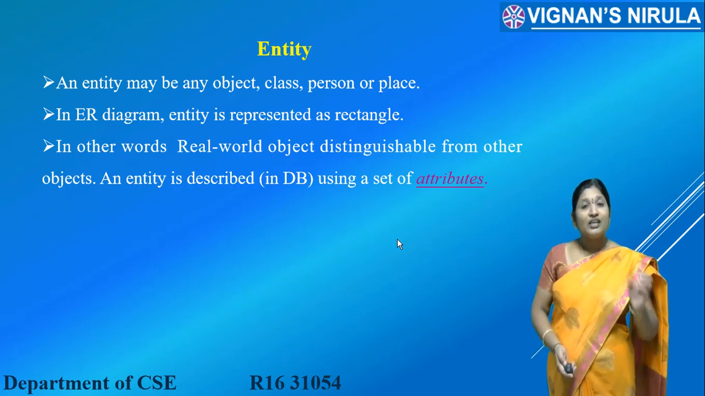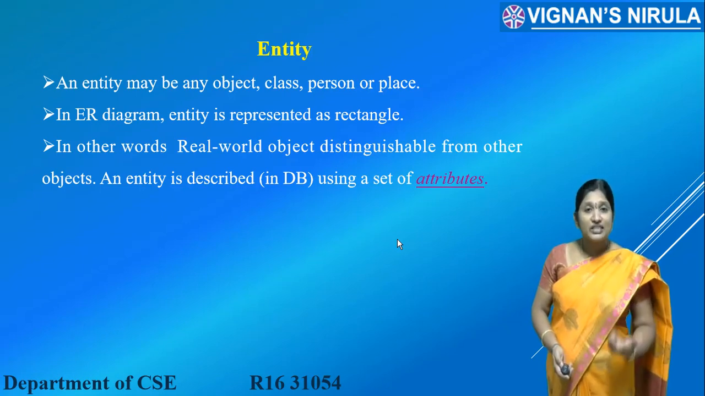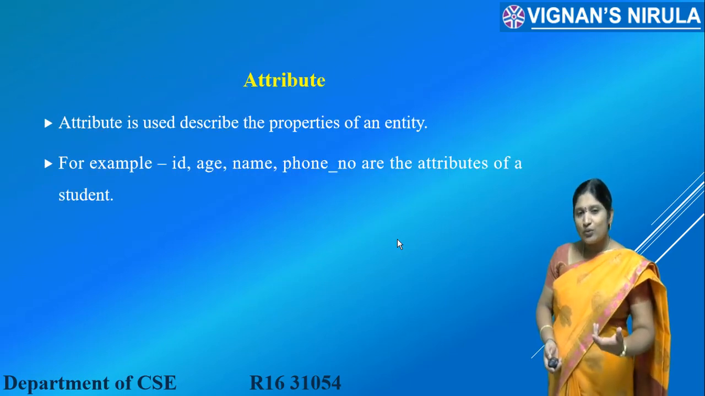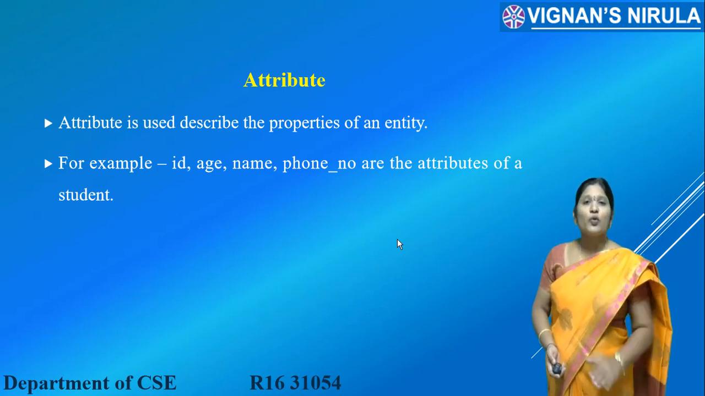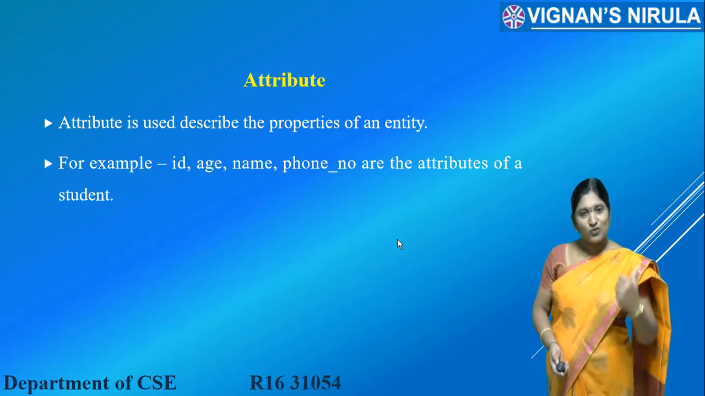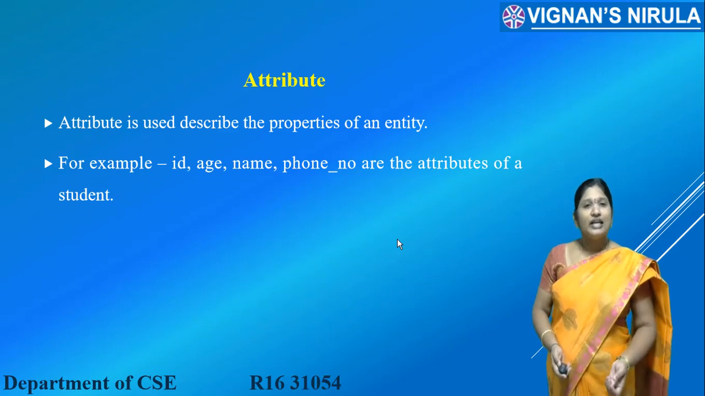So an entity can be called any real world object which is described by a set of particular attributes. What is an attribute? An attribute is a characteristic or a property of an entity. For example, let us take the student as an entity. If we want to denote a student, in which way can we describe a student? By his roll number, his name, phone number, and address. All these can be called the attributes of the student.